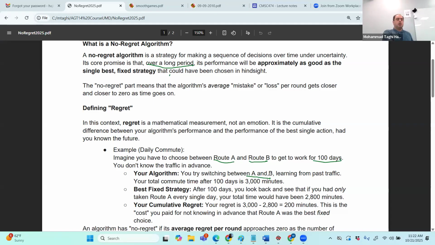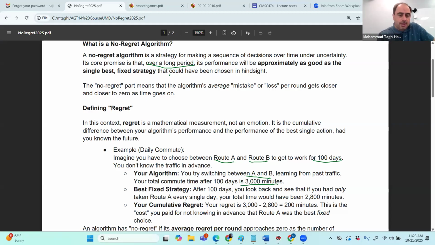So here you will switch between A and B, and then you see what your total commute time was over 100 days. The total running time that you had was 3,000 minutes, between A and B.